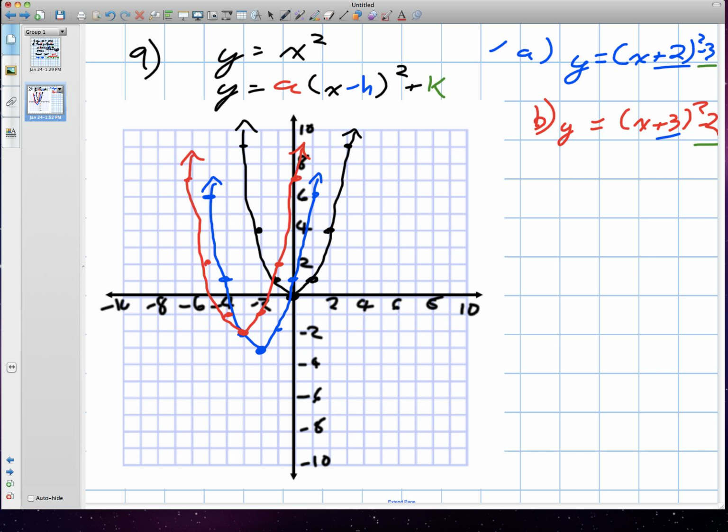We have our parabolas. We've done the original one in black, A in blue, B in red. We'll do C in green. C is y is equal to (x minus 2) squared minus 3. What is our H? Okay, so which direction do I go? I go to the right 2, the opposite of what number is in there.